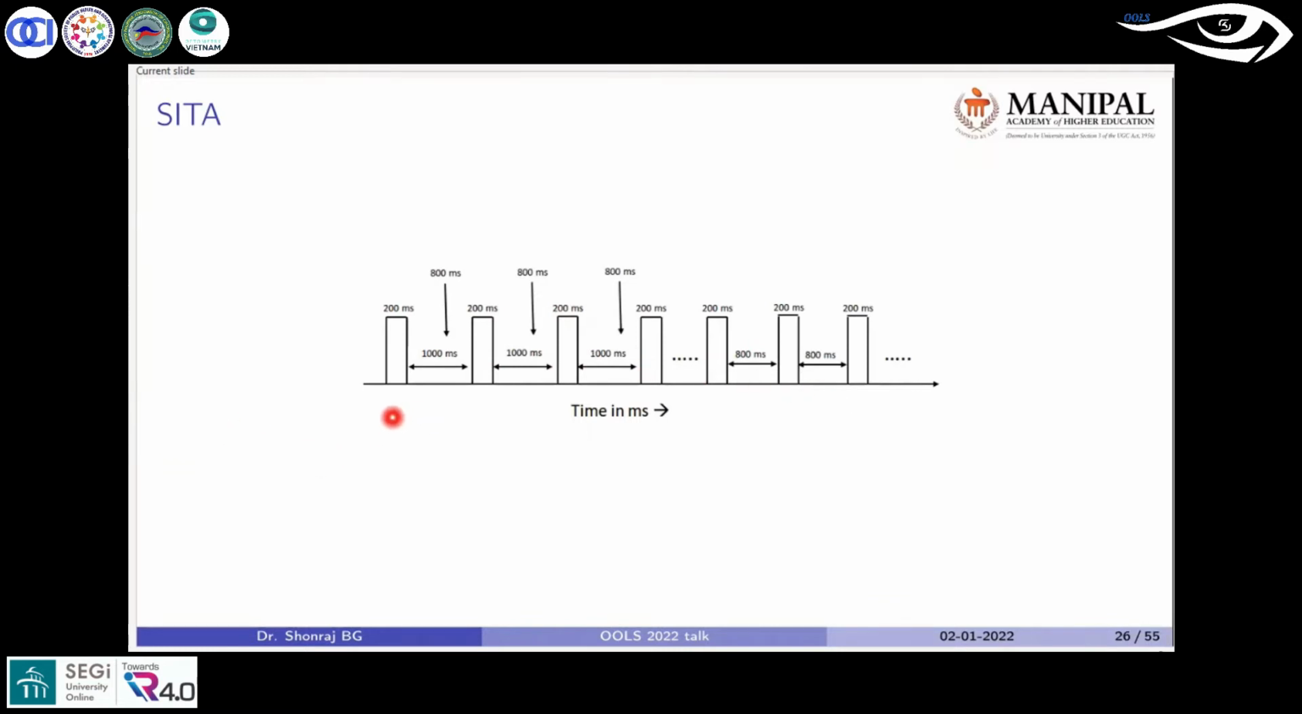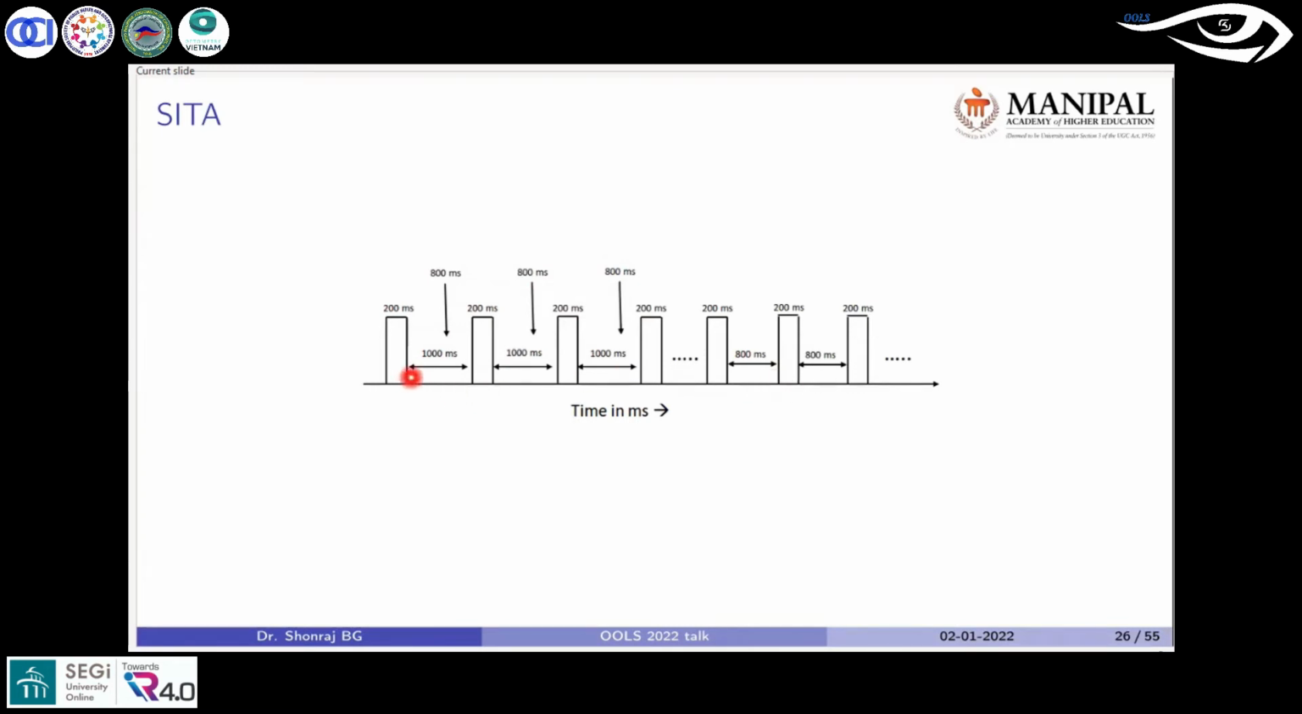Now let's say for the first few stimulus presentations, you notice when the patient is giving the response. For example, I show a stimulus for 200 milliseconds and I wait and see when the patient responds, and then I show the next stimulus presentation. Now let's say this particular patient is responding at 800 milliseconds, 800 milliseconds, 800 milliseconds. Then I know this patient is responding at 800 milliseconds.